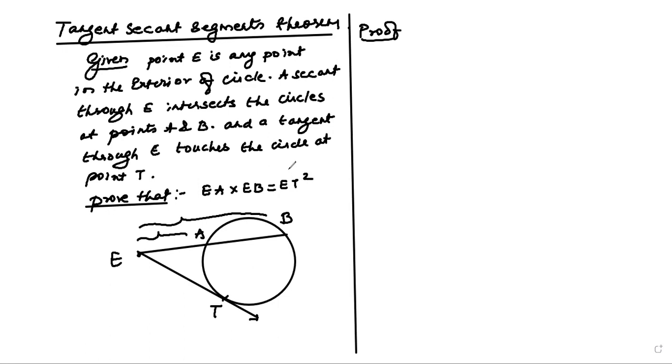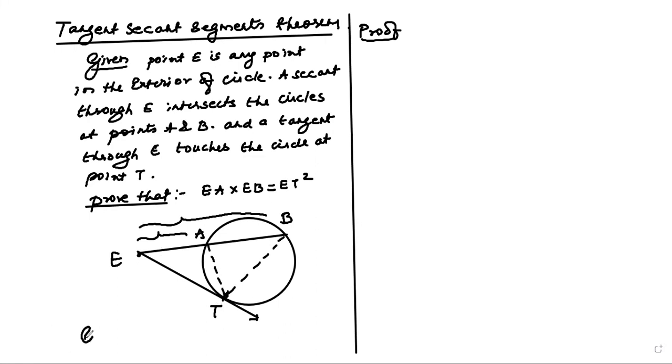When we know ET squared equals EA into EB, it means we have to prove two triangles similar, so ET should be a side of one triangle. So naturally, if I join T to B, ET is the side of the big triangle. And if I join T to A, ET has become a side of the small triangle. So ET is the side of two different triangles.